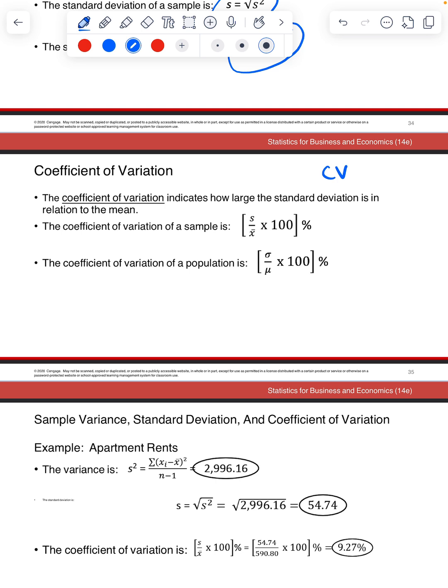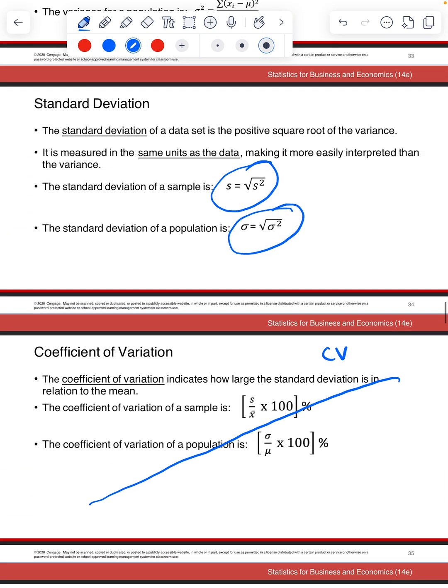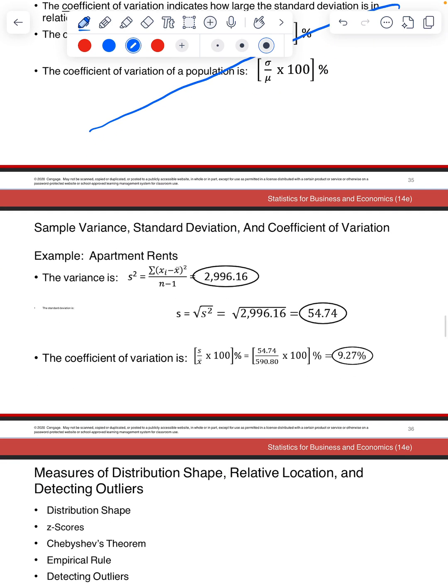I'm not going to have you work a coefficient of variation problem, but I do want you to know that this is used when comparing the consistency of two data sets when the means are very different. I want you to know when it's used, but I'm not going to ask you to do the formula.